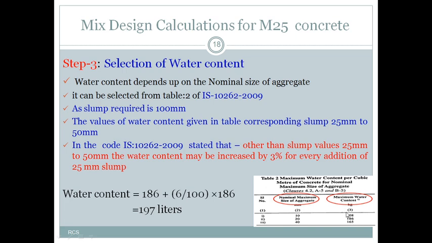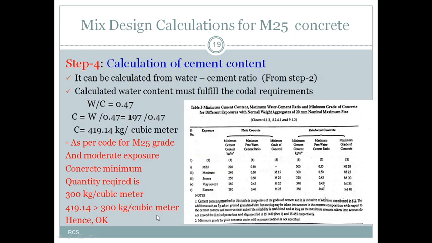Altogether, for the table value, that is nominal maximum size of aggregate 20 mm, for that particular nominal size of aggregate I will get 186 liters of water. But for 100 mm slump, that is 186 plus 6% additional water to be added to this 186. So if I simplify this, if I calculate this, I will get 197 liters. Right? Now next is calculation of cement content.